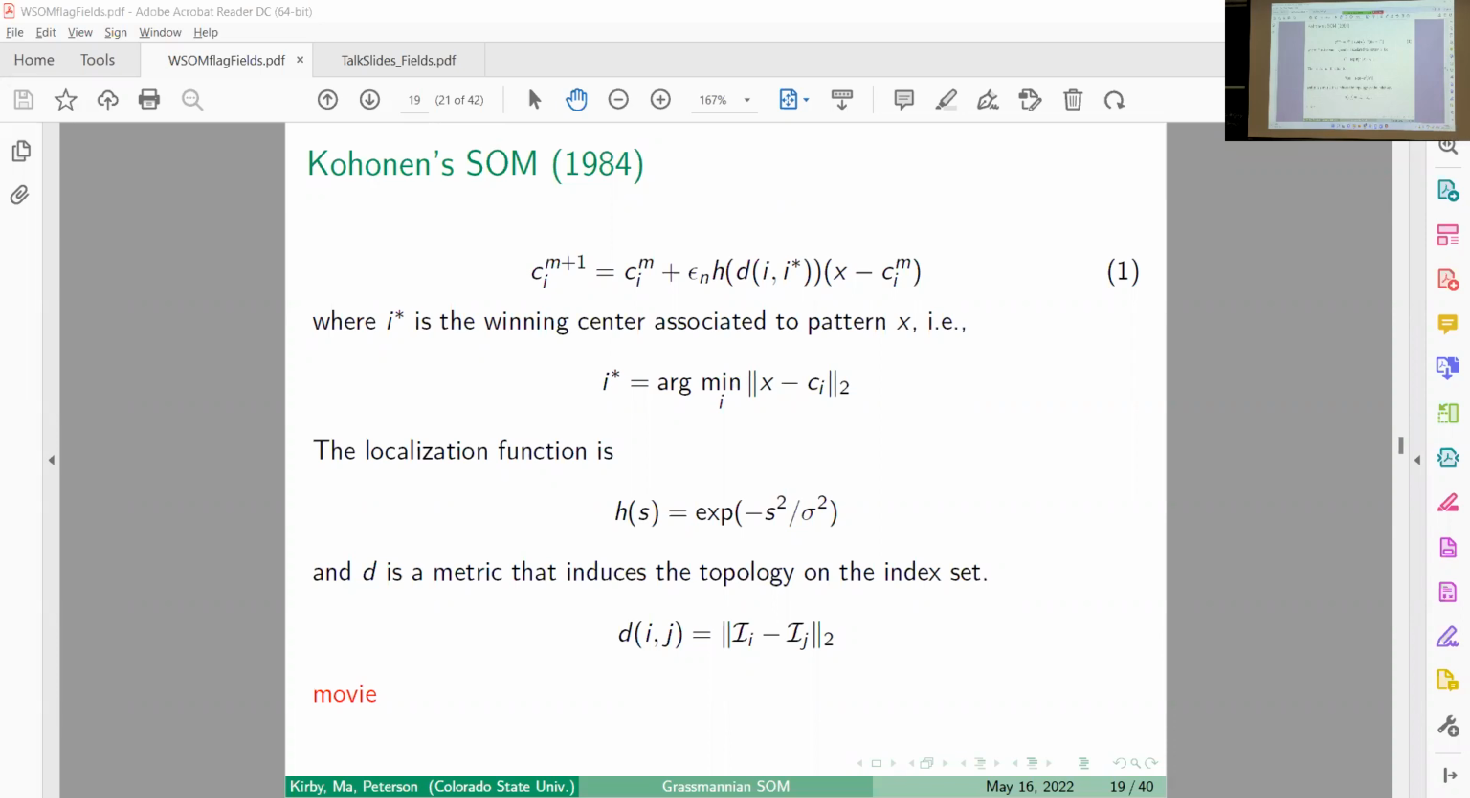Then there can be partial flags where I might think about I've got a 10-dimensional space and I want to look at a two-dimensional space inside a five-dimensional space inside a 10-dimensional space. And I want to measure the distance between these points on the flag. So the question is, how do you calculate distances?